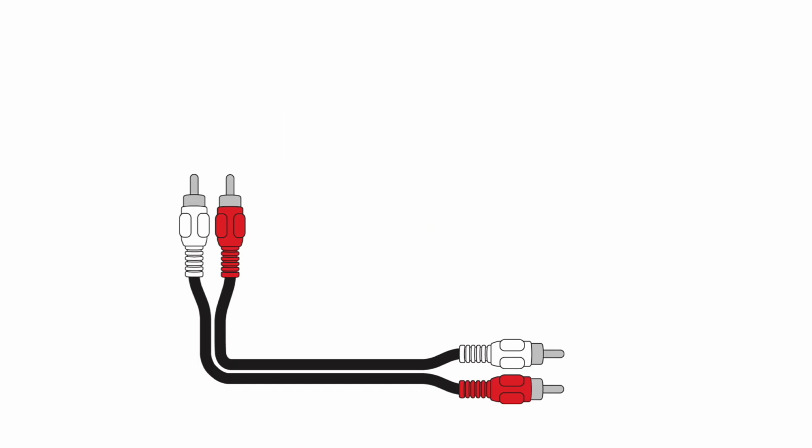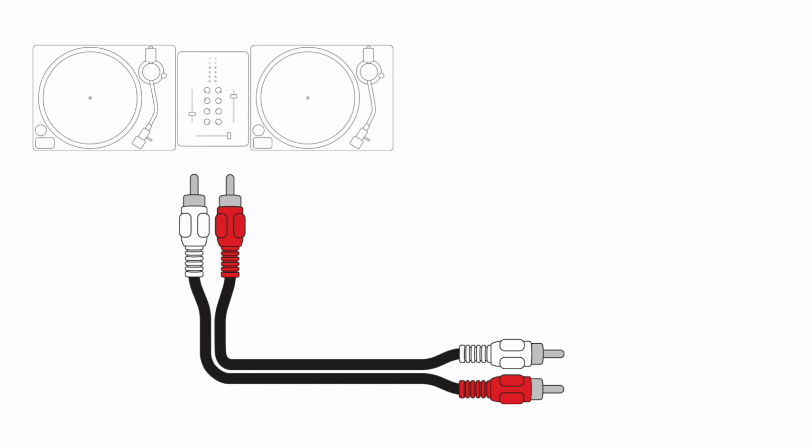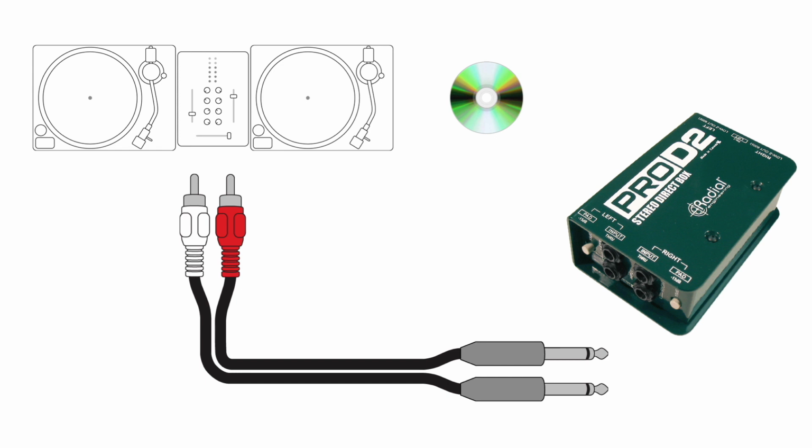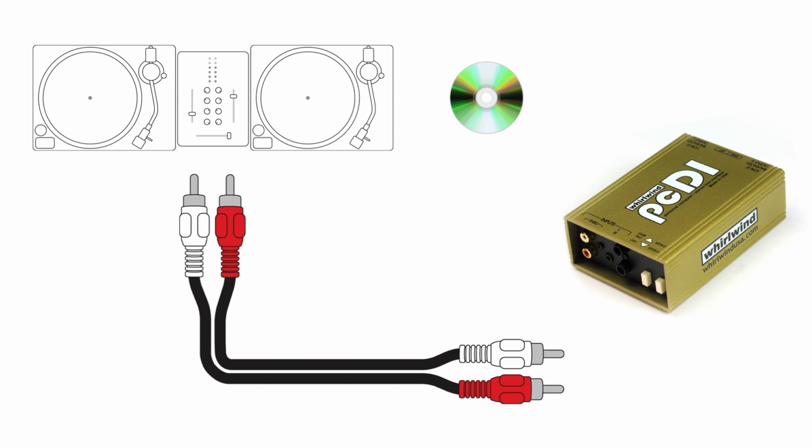RCA is another common unbalanced connector. With live music, you typically only see these with a DJ setup or with music playback like a CD. If you need to run the signal a long way, you can use RCA to quarter-inch cables to plug into a DI. Or you could plug into a DI that already has RCA inputs.